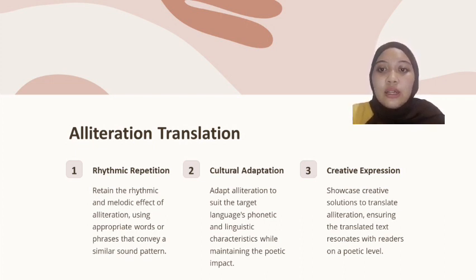So overall, translating alliteration requires careful consideration of the target language, phonetic and linguistic characteristics, as well as the original text's poetic impact. Translators must balance these factors to create a translated text that is both accurate and resonant with readers.